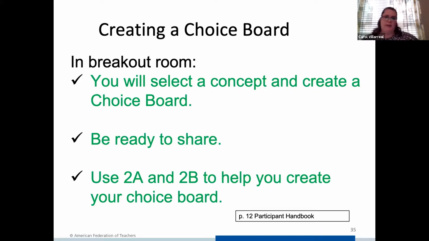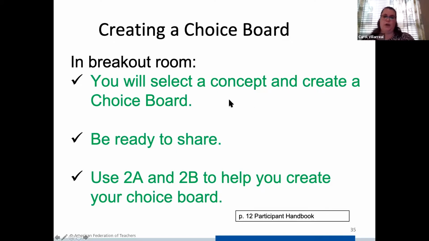So what we're going to do now is we're going to give you a little time. And this is actually on page 12 of your handbook. And it gives you some working space to fill in your charts. Actually, this is page 11 in your handbook. I'm sorry. This part on creating the choice board is on page 11. You also have some handouts on choice boards as well. There's a handout on 10A and 10B that you can use, and also some examples of multi-intelligence on the last 2 pages that you can use to help you.